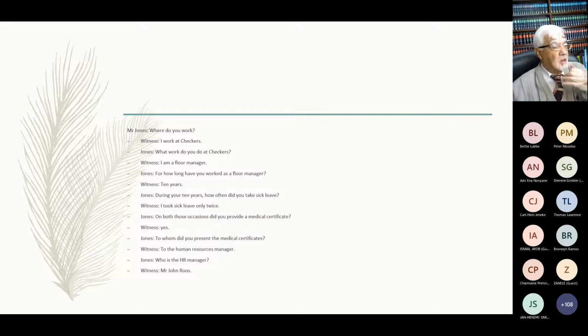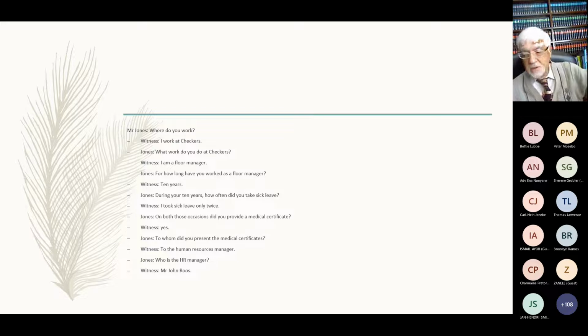Here's an example. I'll go through this quickly. The witness says, I work at... Jones is the lawyer. He says, where do you work? I work at Checkers. What work do you do at Checkers? I'm a floor manager. For how long have you worked as a floor manager? 10 years. During your 10 years, how often did you take sick leave? I only took sick leave twice. On both occasions, did you provide a medical certificate? Yes. To whom did you present this medical certificate? To the human resources manager. Who is the HR manager? Mr. John Ruiz.